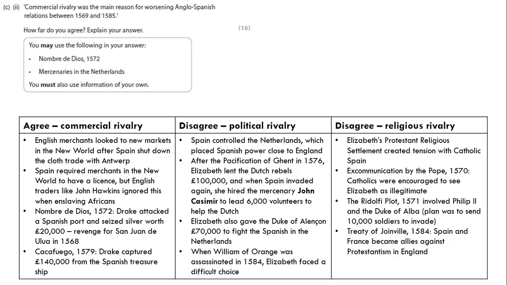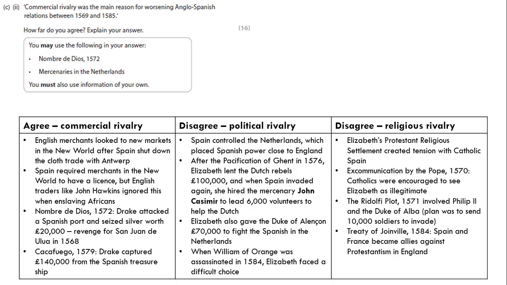Now, a mercenary is somebody who is paid to go and fight for you. They're not fighting out of political loyalty, they're fighting because they're being paid to be loyal. Elizabeth then also gives the Duke of Alençon £70,000 to fight the Spanish in the 1580s, and both Casimir and Alençon are unsuccessful. They can't help defeat Spain, and when William of Orange, the leader of the Dutch rebels, was assassinated in 1584, Elizabeth has a difficult choice.